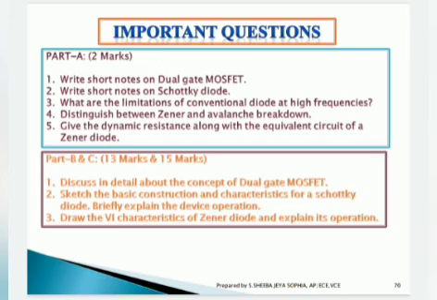And moving to Part B and C, 13 mark and 15 mark questions, they may ask about the dual gate MOSFET in detail, sketch the basic construction and characteristics of the Schottky diode and briefly explain the device operation, and you have to clearly explain the Schottky diode along with its symbol and working characteristics. Draw the VI characteristics of the Zener diode and explain its operation. You have to clearly explain the Zener diode and its concept of working.